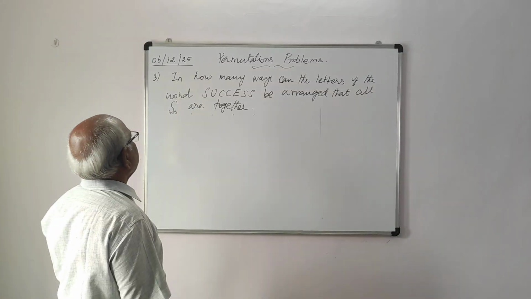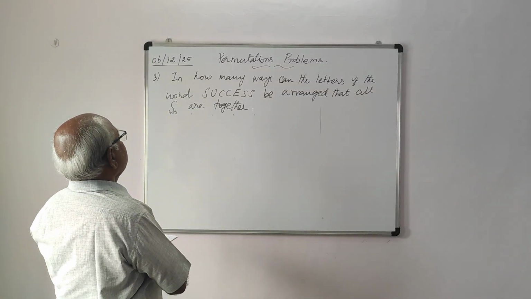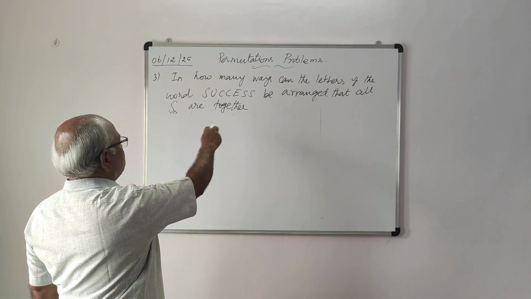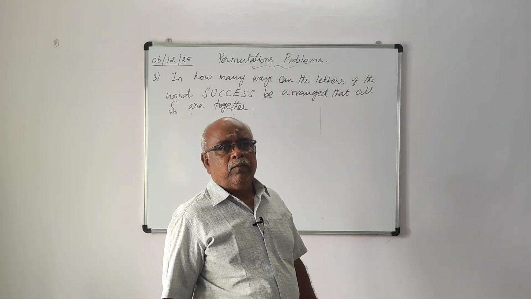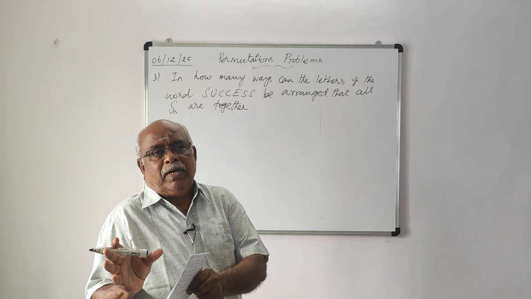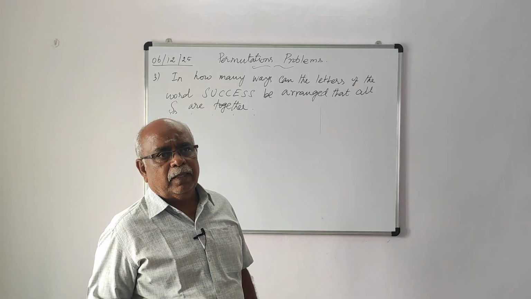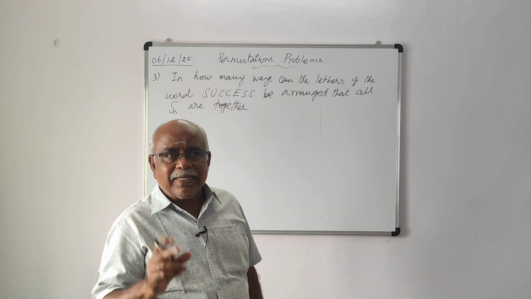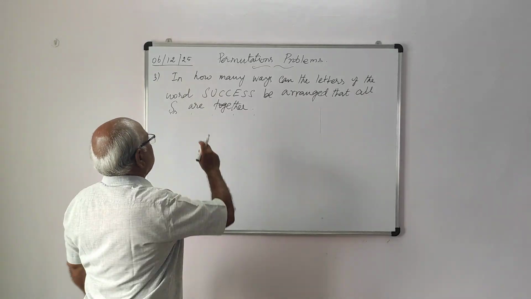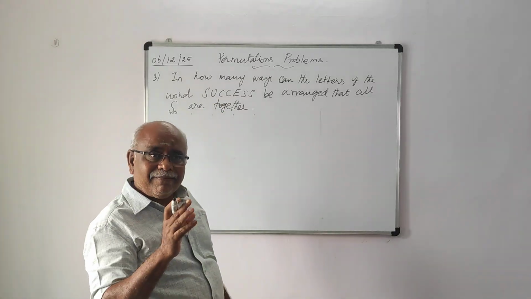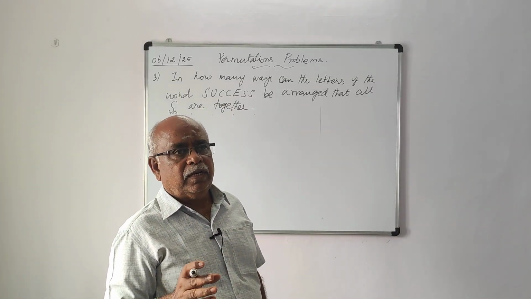Next sum. In how many ways can the letters of the word success be arranged so that all the S's are together? From the word success, how many words can be formed keeping all the S's together? Now, in the word success there are 7 letters in total, out of which S's are 3.